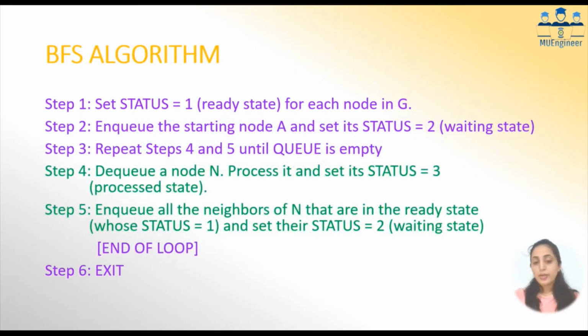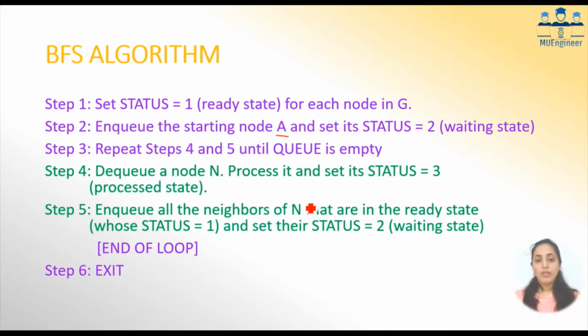So now here is the algorithm. Let us try to understand the algorithm along with the example. Initially, I will first set status equal to 1, that is ready, for each of the nodes in my graph. Then I will start from the starting node, say the root node. I can take any node as a root node. Here I am taking A as my root node. And whichever node I am considering, I have to change its status to 2, that is the waiting state. Now for this node A, I will go to step 3. I will repeat steps 4 to 5, which are highlighted in green color. They will go in a loop until the queue becomes empty.